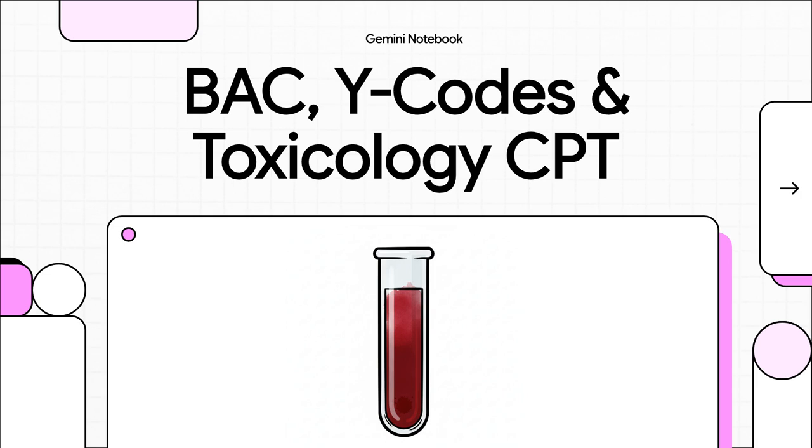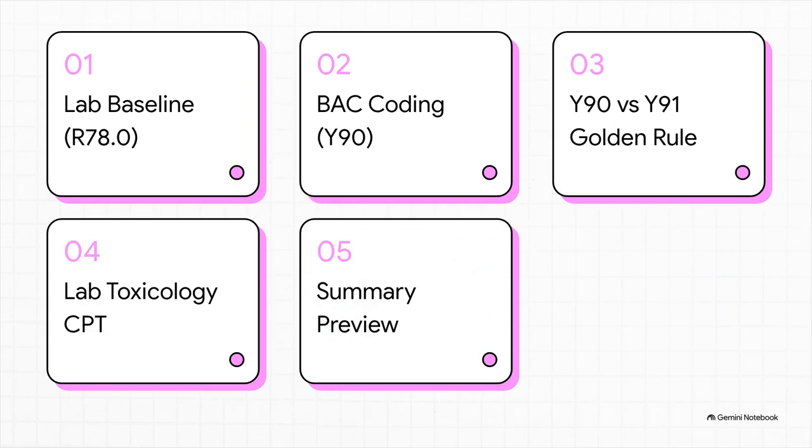We're establishing a strict clinical baseline today to clear all of that up. Let's jump in. Here's our roadmap for today's explainer. We're going to hit the lab baseline R78.0 first, then move into BAC coding with those Y90s, tackle the Y90 versus Y91 golden rule, break down lab toxicology CPTs, and finally, wrap it up with a quick preview of what's next. Let's get to it.